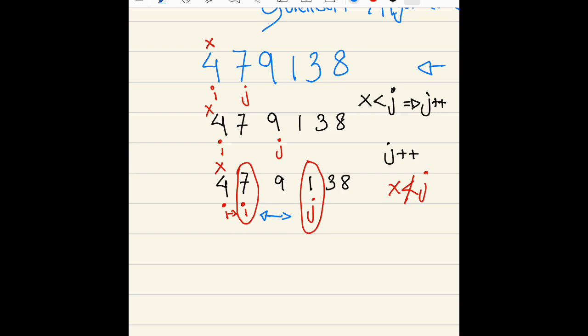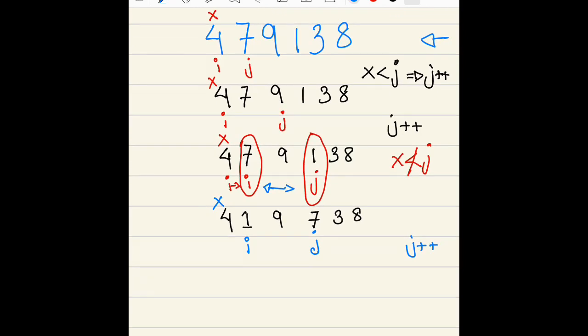So we would have 4, so 1 would come to the ith position, and 7 would come to the jth position. So this is our new array, right? So i is still there, x is still there, and j is now this one. So is x less than j? Of course. So we increase j by 1.